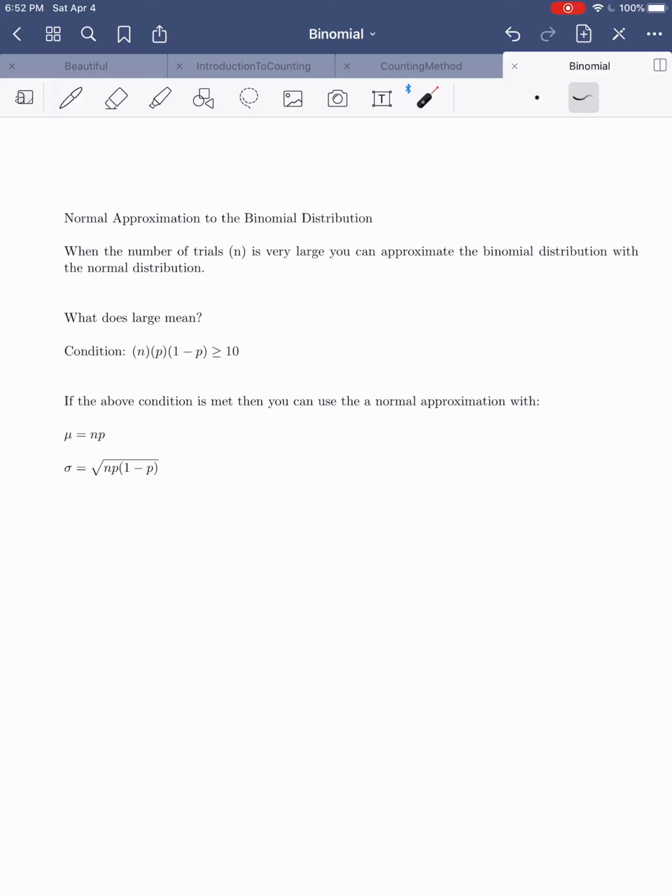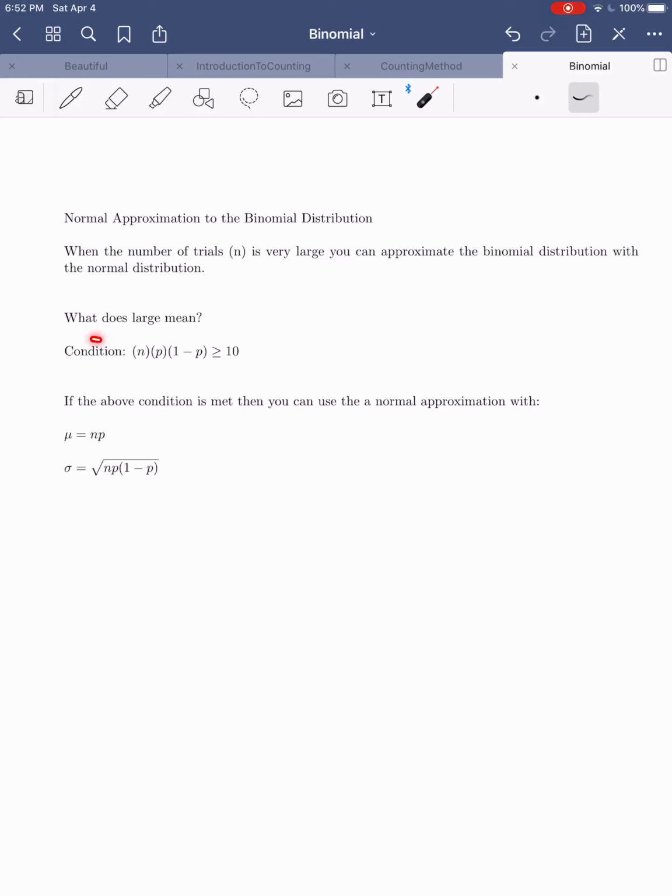Does large mean 100? Does large mean 10,000? Well, it turns out that we have a statistical condition. The way we check if something is large is we confirm that n times p times 1 minus p has got to be greater than or equal to 10. So you have to check this to be able to use this approximation. If this isn't true, then you cannot use this approximation, and you're forced to use that formula that we were just using in the last two examples.